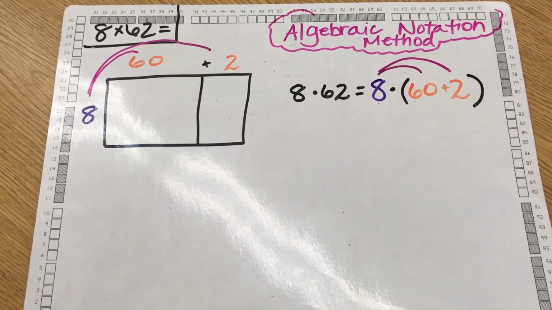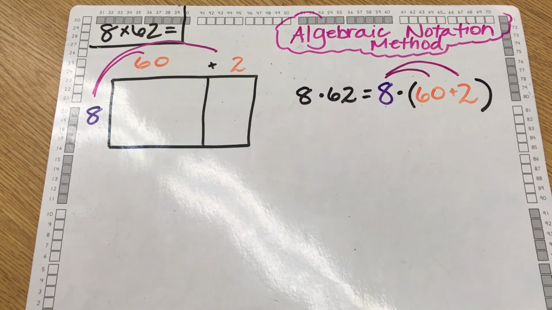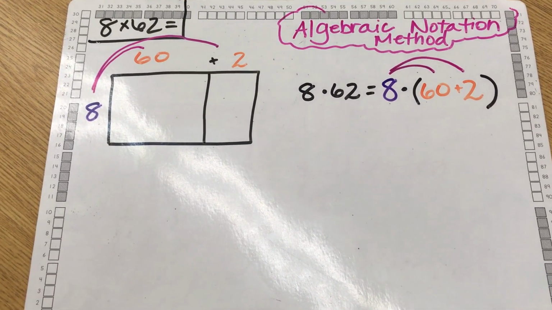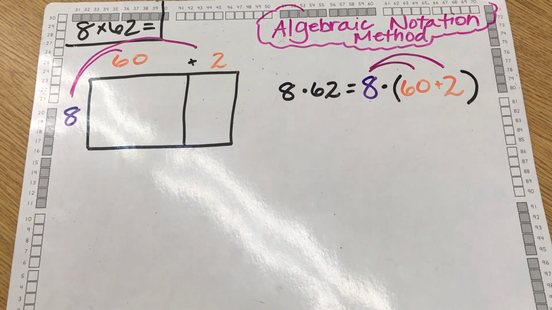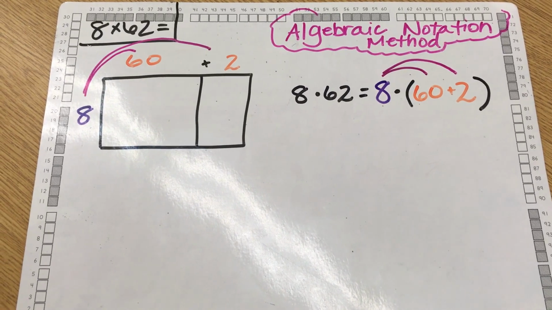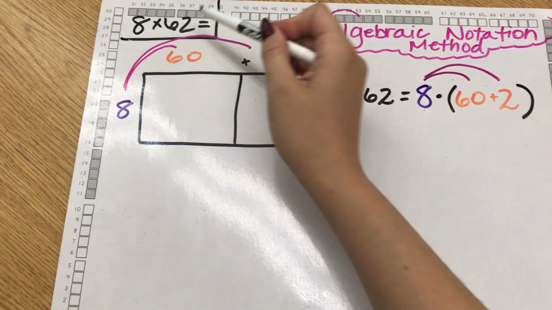What's great about this method is it's very, very similar to the area model method that we talked about yesterday or a couple days ago. They're very similar. In fact, there's no new concepts with this algebraic notation method. It's just a different way of writing it. So let's go ahead and do this problem. I'm doing 8 times 62.